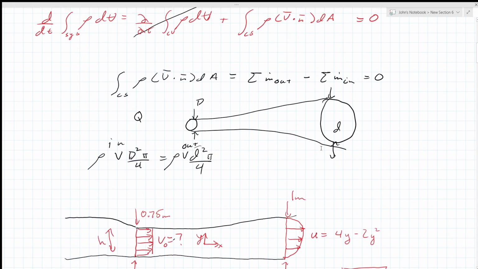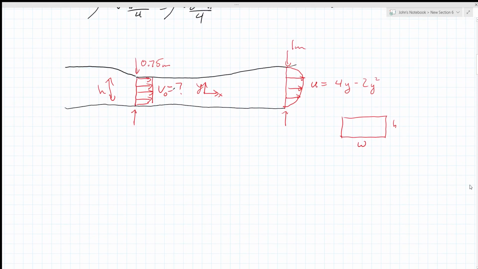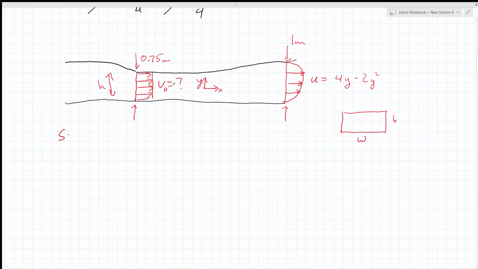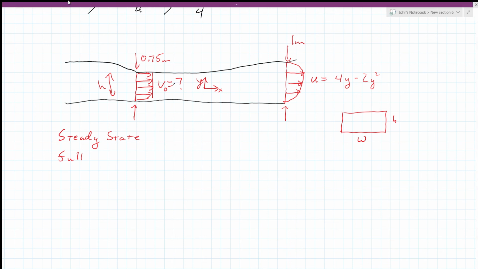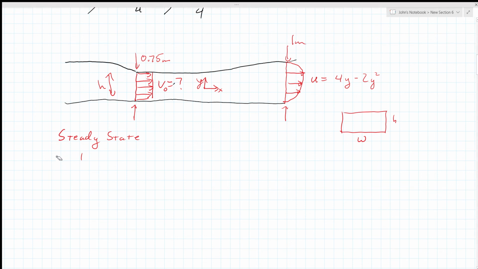We're going to follow under the assumptions of steady state and that this flow is fully developed. Well, that's steady state, it is fully developed. So you don't have to say this first part.